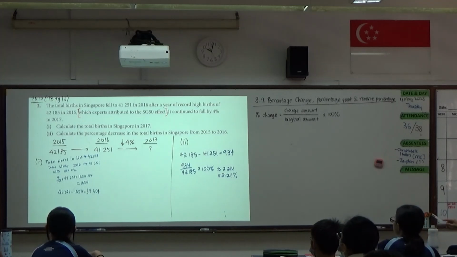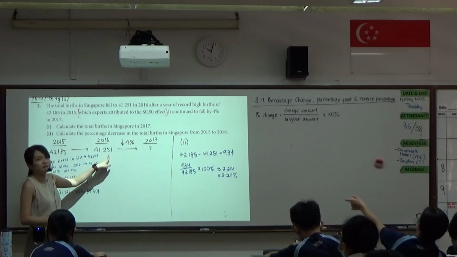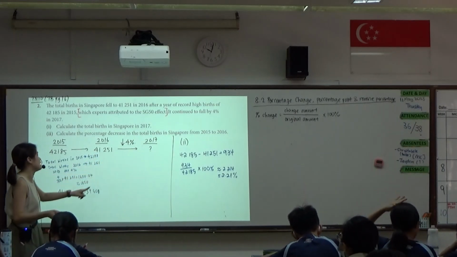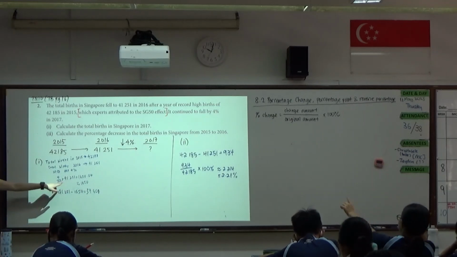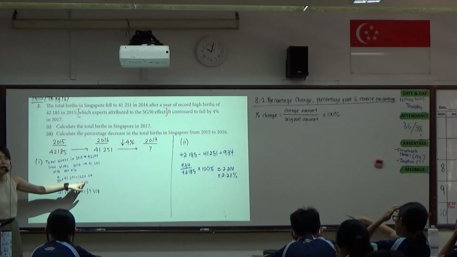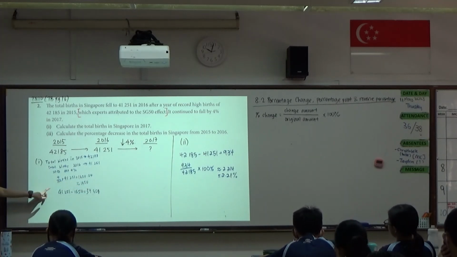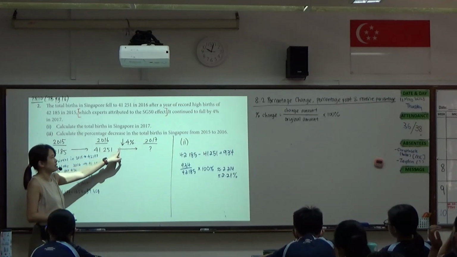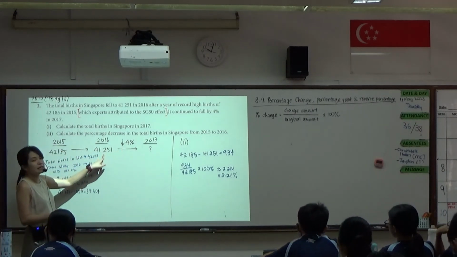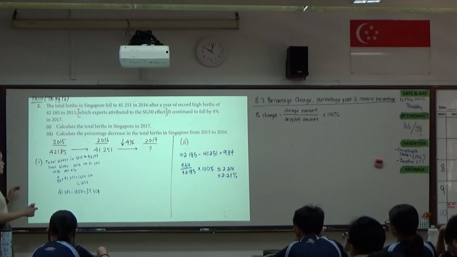Not sure whether people at the back can see, but what he did was he went to find out 4% of this 41,251 is how many bulbs sold. Then he found that it is 1,650.04, and he rounded it to 1,650. Then, because he knows that it's a decrease, he takes this number minus away 1,650 to find the total births.